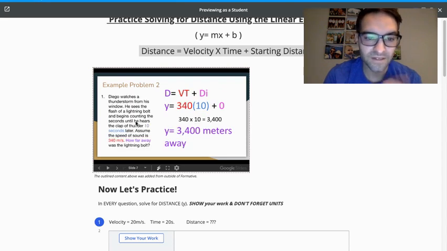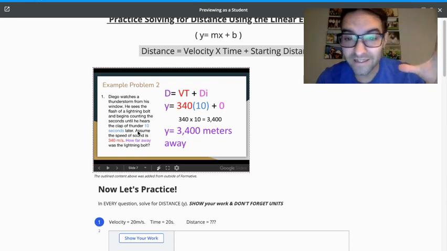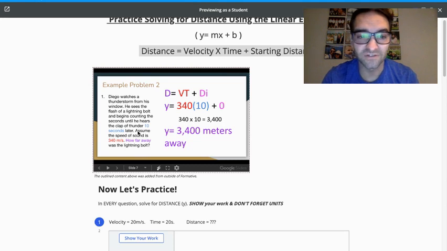Now, a little bit of a word problem. Diego watches a thunderstorm from his window. He sees the flash of a lightning bolt and begins counting the seconds until he hears the clap of thunder 10 seconds later. Assume the speed of sound is 340 meters per second. How far away was the lightning bolt? So we know that the speed of light is much faster than the speed of sound. So Diego saw the lightning and then took 10 seconds to hear the thunder. So then how far away was the lightning bolt?